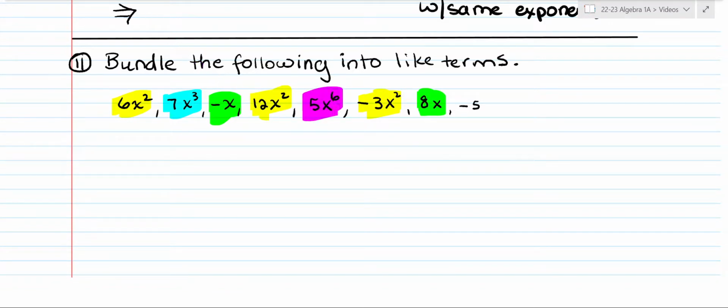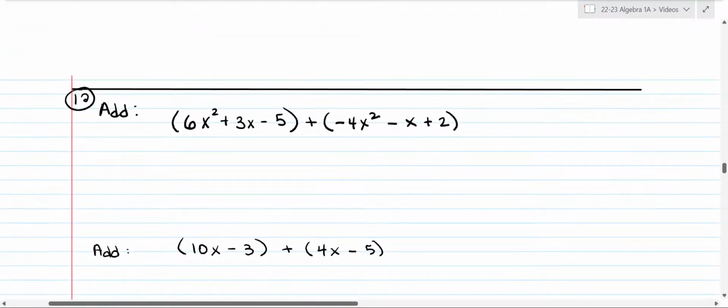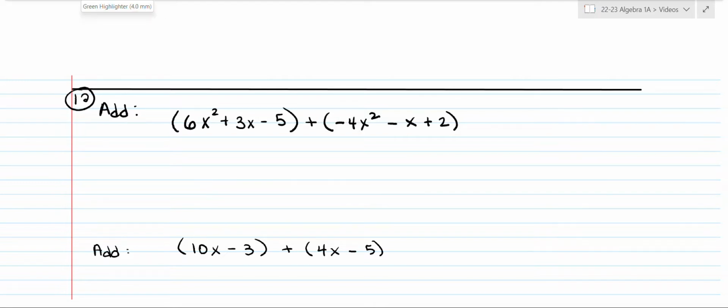There's this one and that last one, which doesn't have any like terms, okay? So please make sure that you can recognize your like terms. All right, when adding, since there's nothing to distribute, we can pretty much ignore the parentheses since we're just adding, right? So we just got to find our like terms.